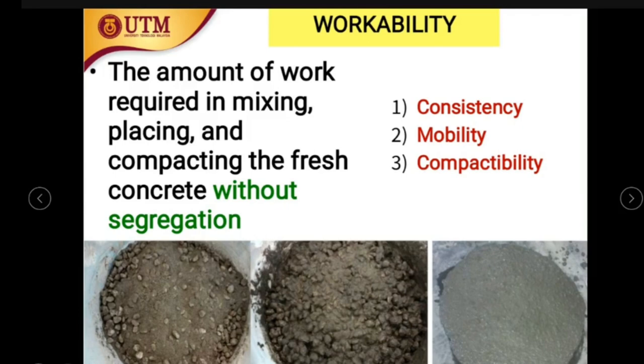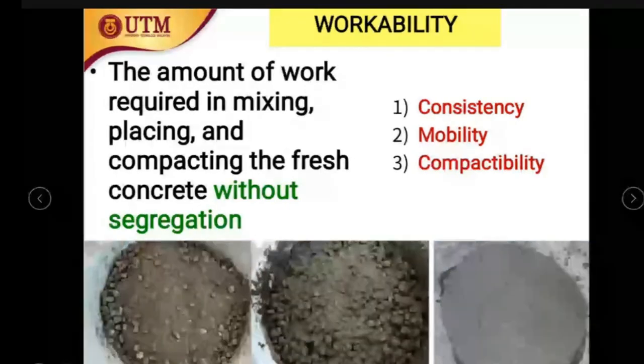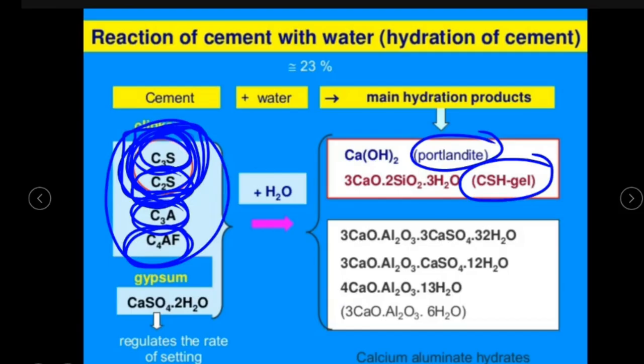Doctor, I'm Ming Yi. I'm quite confused when looking at the equations and formulas. Are we going to have this in the final exam? This one, the hydration process? There is a possibility that you will be asked, so you have to memorize it. There's no choice. You have to memorize the hydration formula.